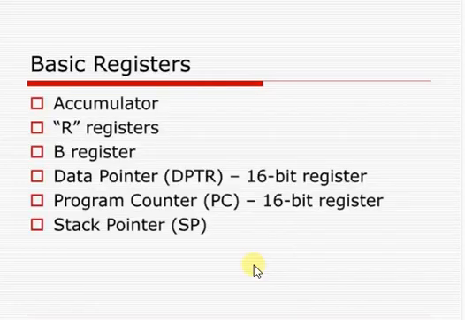Coming to the basic registers of the 8051: the accumulator, usually indicated with A; the R registers, just now we discussed R0, R1, R2, R3 and so on up to R7; the B register, the data pointer register, which is 16 bits, the program counter, 16 bits, and the stack pointer.